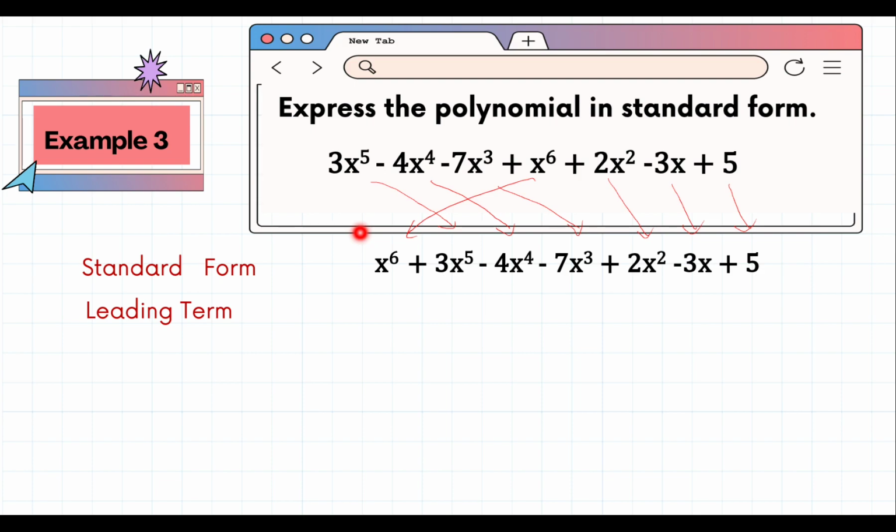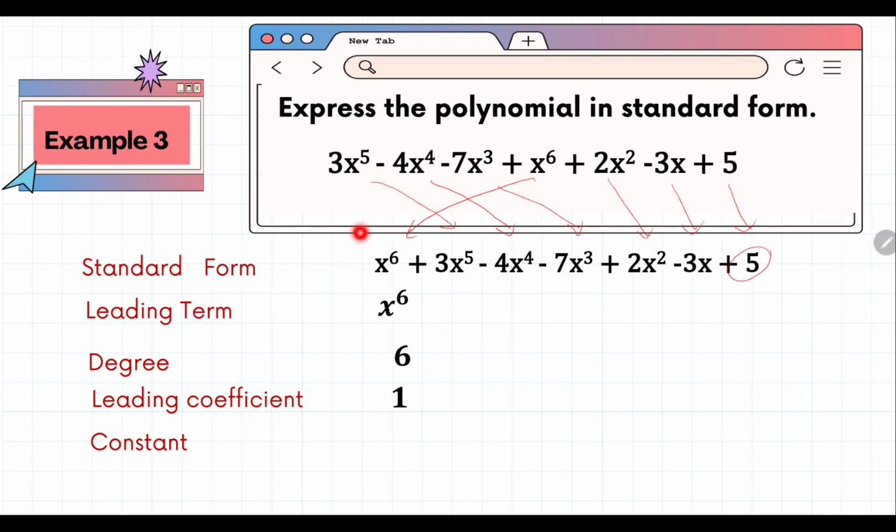Then, we identify what is the leading term. And what is the leading term? x raised to 6. Then, what is the degree? From x raised to 6, we get 6. And then, what is the leading coefficient? You might say none. No. There is no clear real number there. It is understood to be 1. So the leading coefficient is 1. And we have the constant term, the one without the variable, which is positive 5. Then we have the constant is 5.